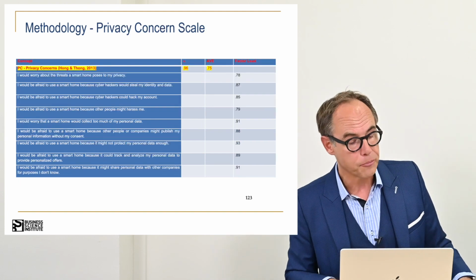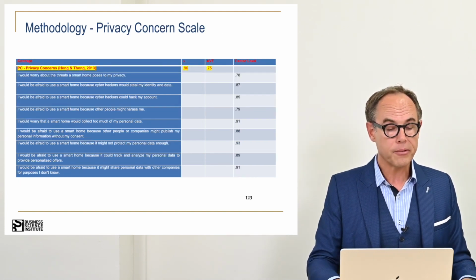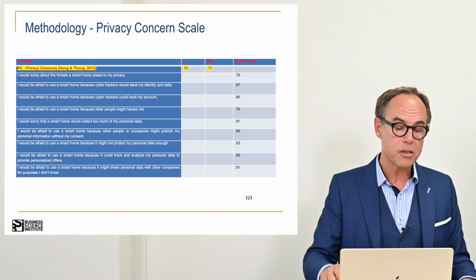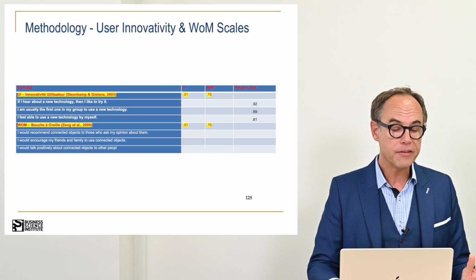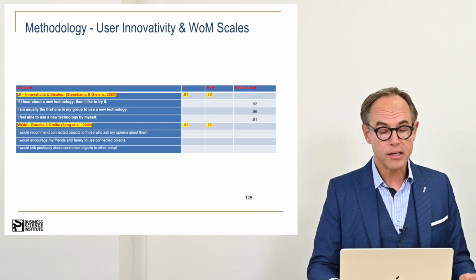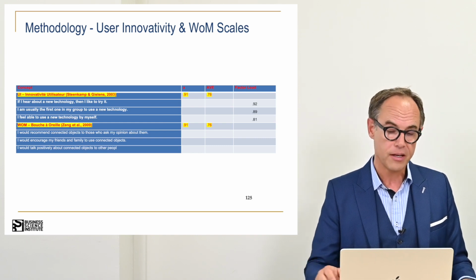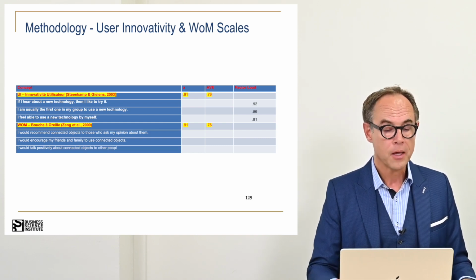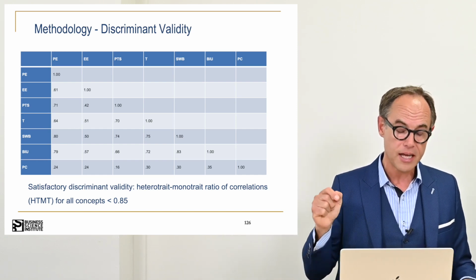Privacy concerns come from Hong and Tong 2013. Service quality comes from Parasuraman, with the different subdimensions of service quality that you can see here. Innovativeness is also an existing scale, and word of mouth is also an existing scale that we have found in the literature. So the psychometric qualities are satisfactory.